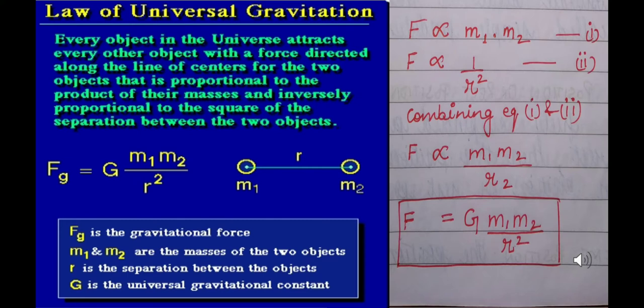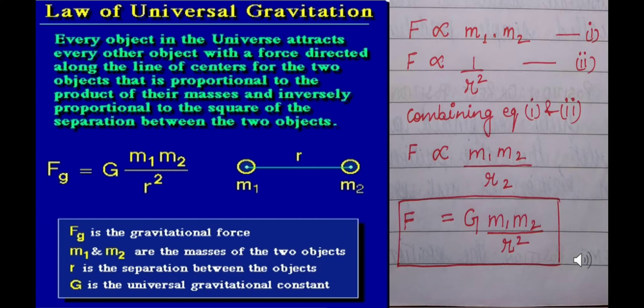Now, Fg is the gravitational force, m1 and m2 are the masses of the two objects, r is the distance between the objects measured along the straight line drawn between their centers, and G is the universal gravitational constant. Now, what is the gravitational constant? We will learn that here. See the side figure.